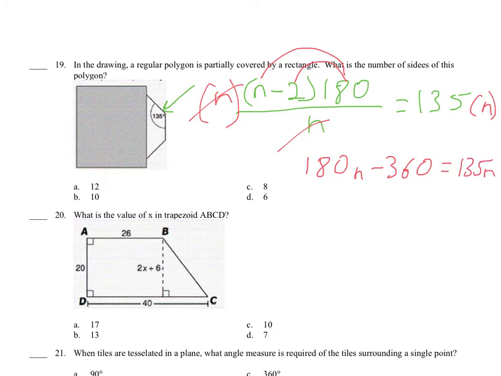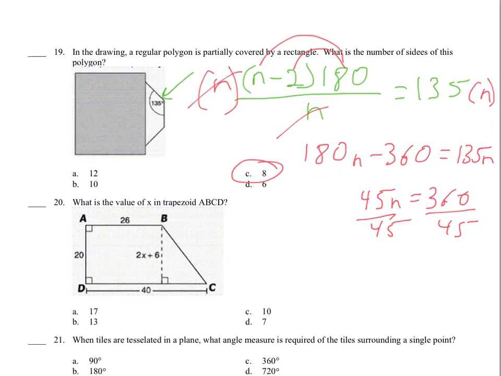Solve for n, subtract 135n from both sides. We get 45n. Add 360 to both sides. We get 360. Divide by 45. 360 divided by 45 is 8. That's an octagon.